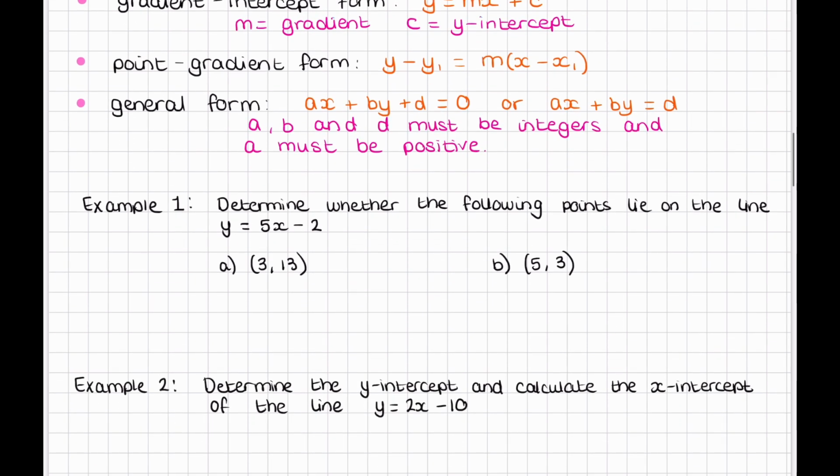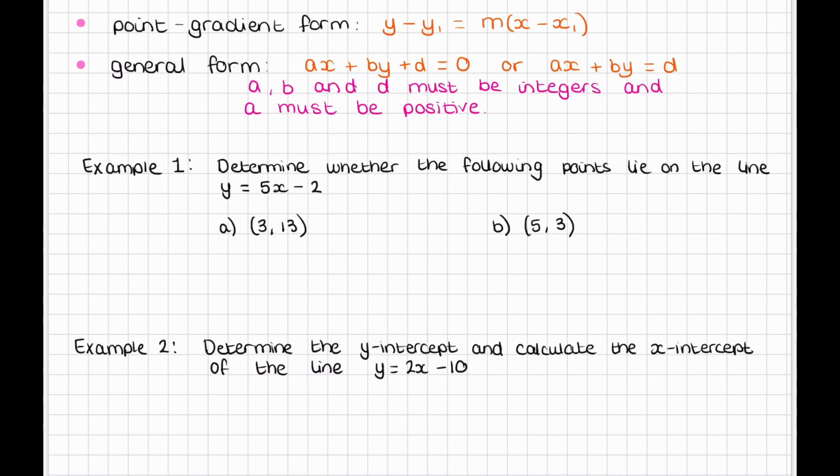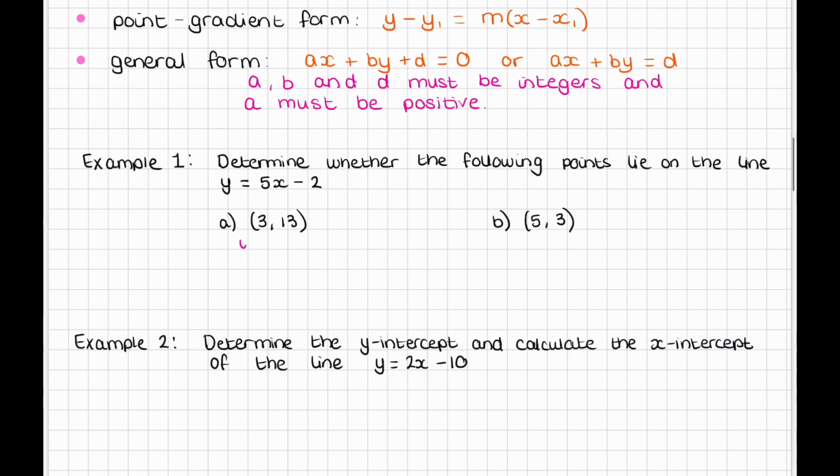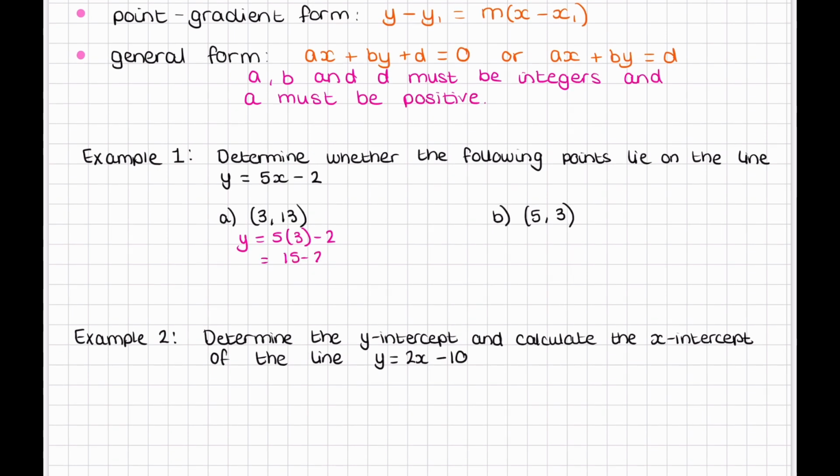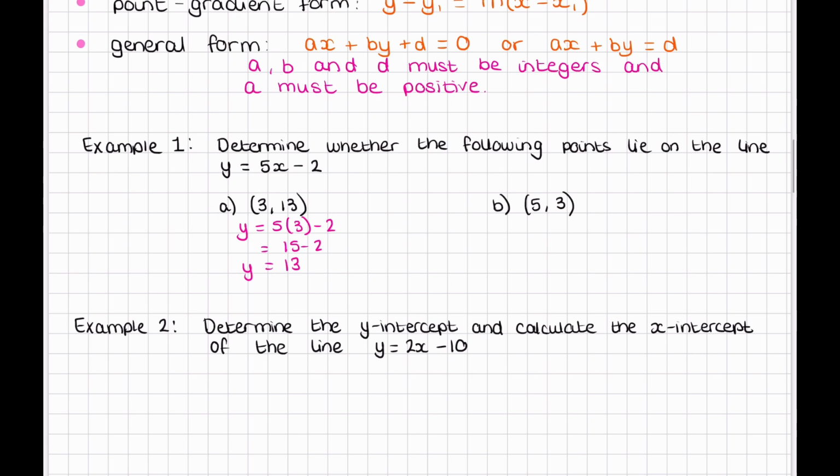So the first example, determine whether the following points lie on the line y equals 5x minus 2. So to work out if a point lies on the line, the easiest way is to sub in the x value into the equation, and if you get the given y value, then it must be on the line. So we have the point (3, 13). If we're going to sub 3 into the x, it'll be 5 times 3 minus 2, which equals 15 minus 2. So then y equals 13. Does that match our point in the question? Yes, it does. Therefore, it's on the line.